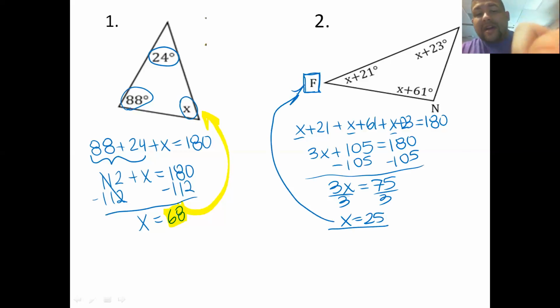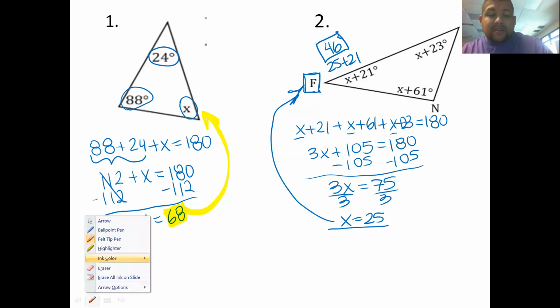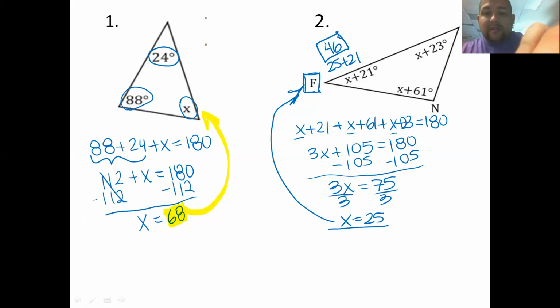When we plug it back into F, we get 25 plus 21, which is going to give me 46. So we're looking at angle F as 46 degrees. We're essentially solving for X, taking that X, and plugging it back in. Our final solution for this one would be 46.